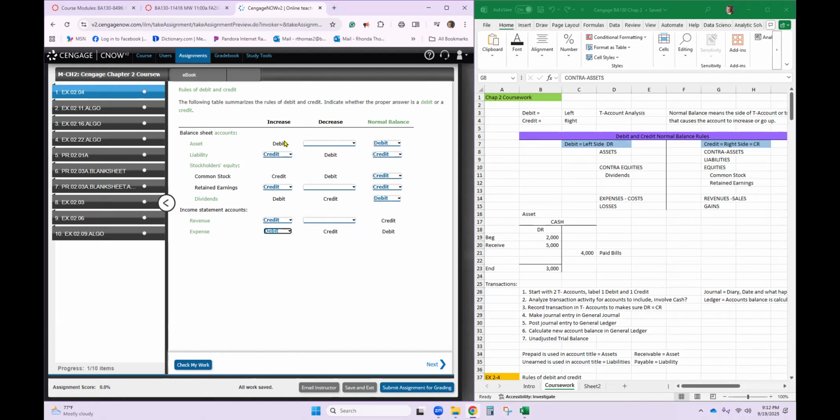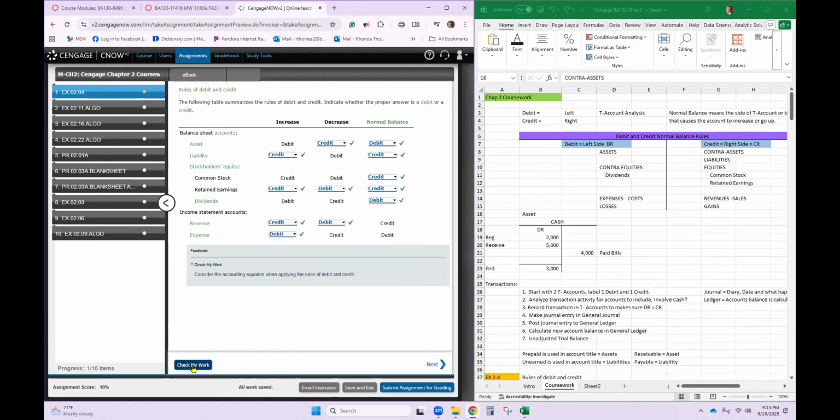So if this is the increase side, now we need to flip it. So to make an asset decrease, you would credit it. To make a liability decrease, you debit it. To make common stock decrease, it gets a debit. Retained earnings also gets a debit. But to make dividends decrease, you credit it, right? And to decrease revenue, you debit it. To decrease an expense, you credit it. All right, so this is just a matter of memorization, saying it to yourself, practicing, and so forth. Okay, so I think we've got it. All right, we're moving on.